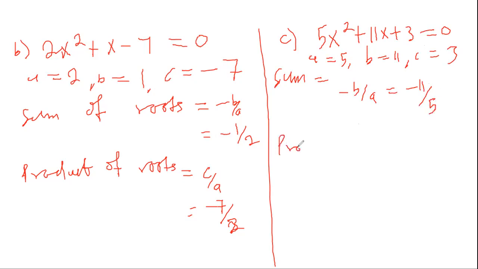Then product is equal to c over a, and that would be 3 divided by 5. So that is that on how we find the sum and product of roots when we are given quadratic equations.